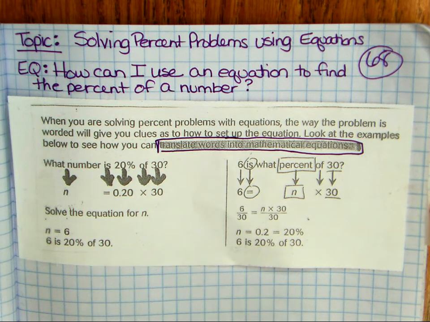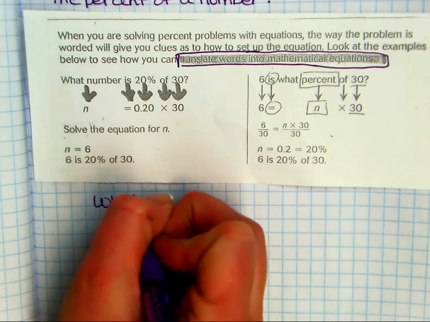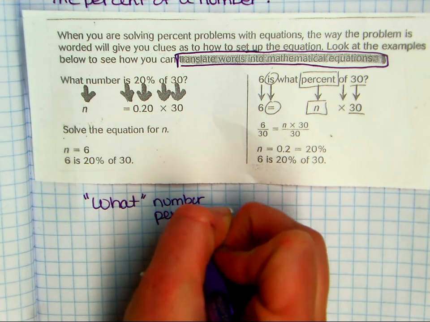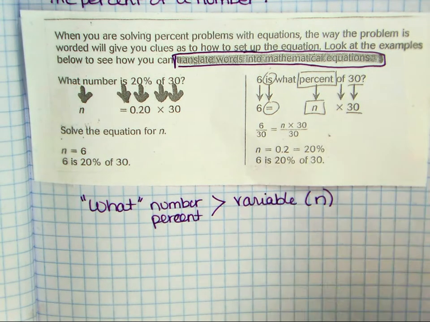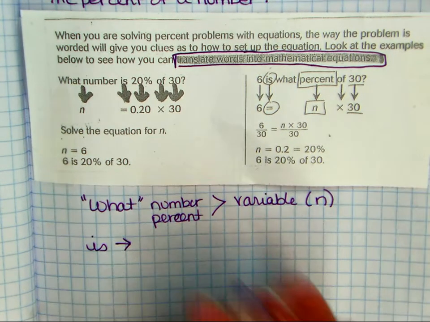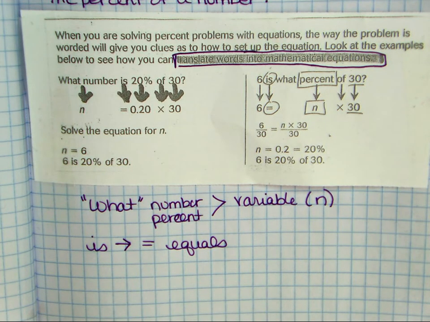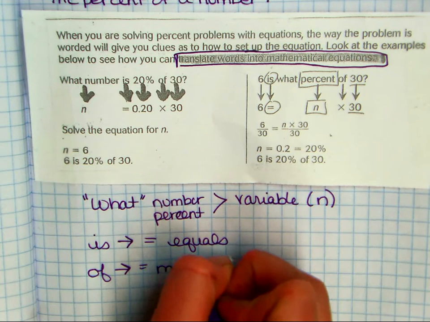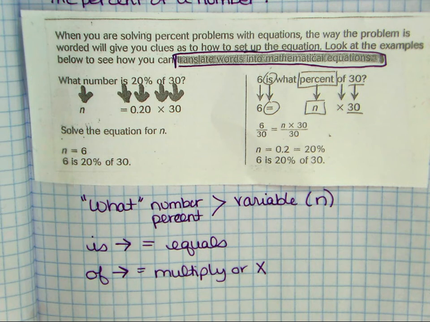And that's going to tell us what we're going to do numerically. Okay, so some keywords that we're going to look for: any form of what, what number, what percent, anything like that is going to represent the variable. We don't know, it's a what, it's unsure, so we're going to put it as a variable like n. And then we also know that the word is is going to represent equals. And then we also have the word of. And when we see the word of, we know that it means to multiply. So those are kind of our glossary of terms as we're looking at problems.